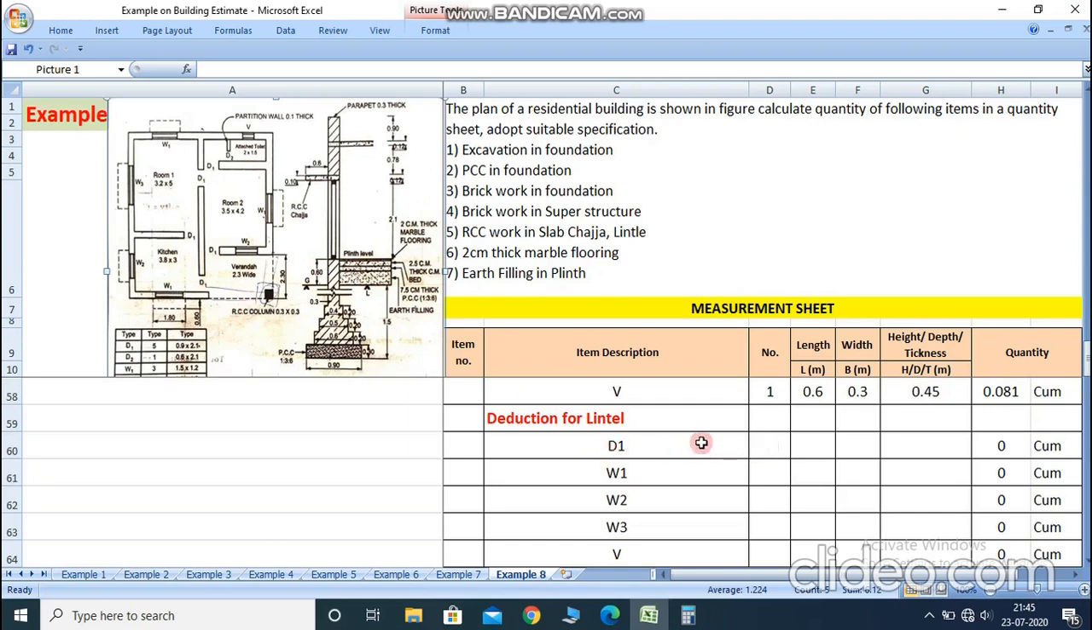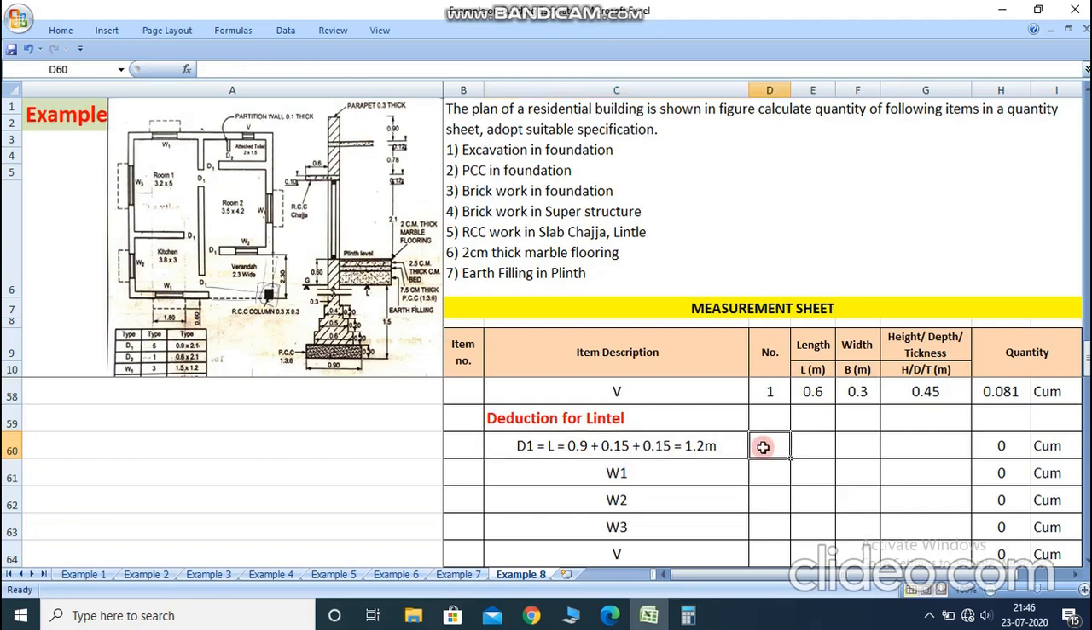So for door D1, lintel length L is equal to 0.9 meter door length, plus 0.15 left side plus 0.15 right side. So its total length is 1.2 meter. It's the total length of the lintel for door 1.